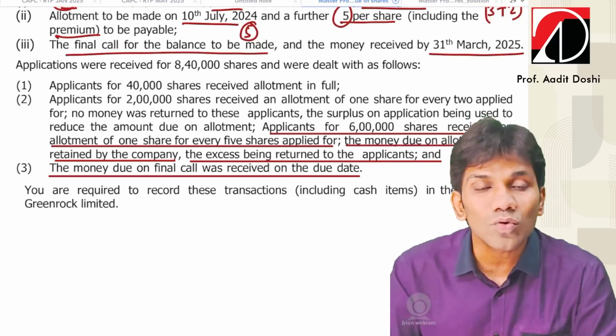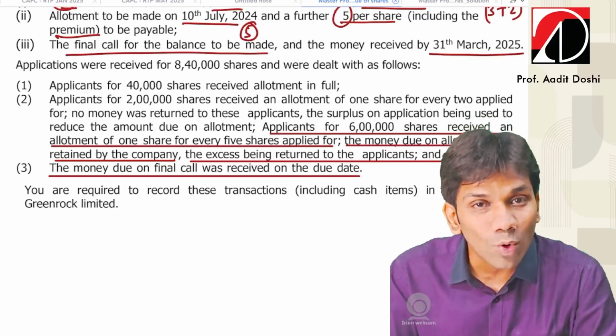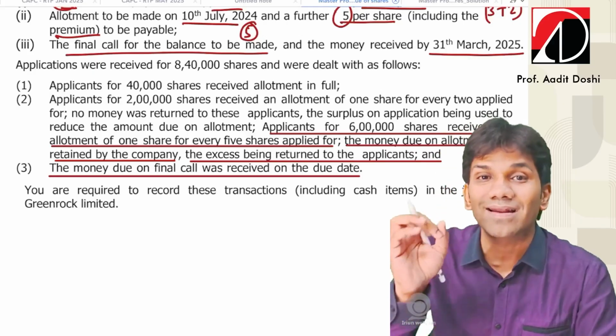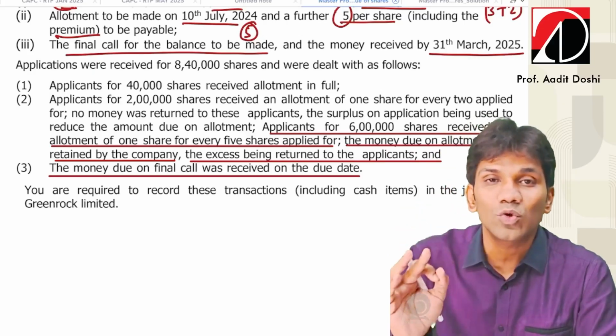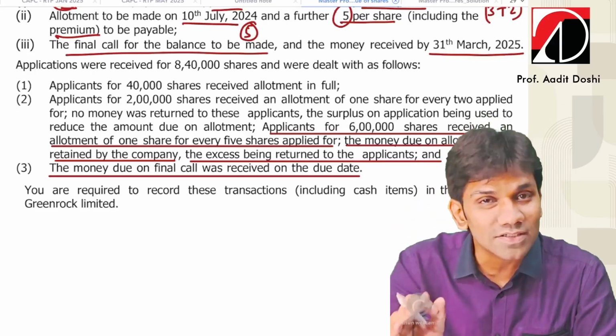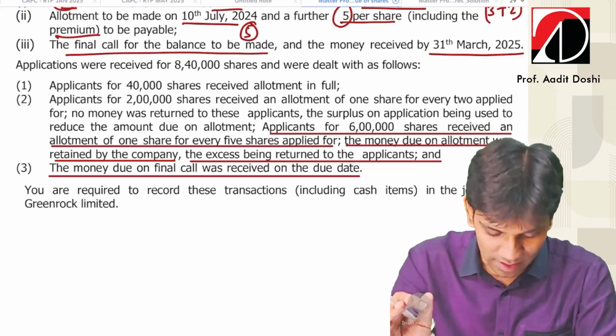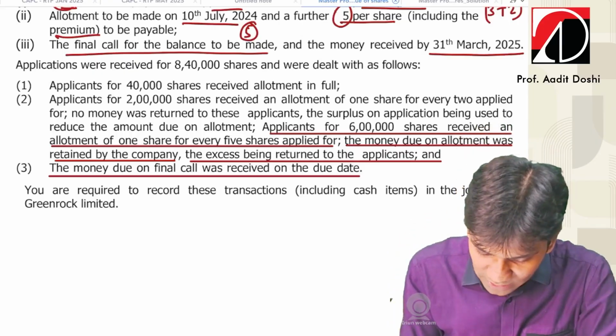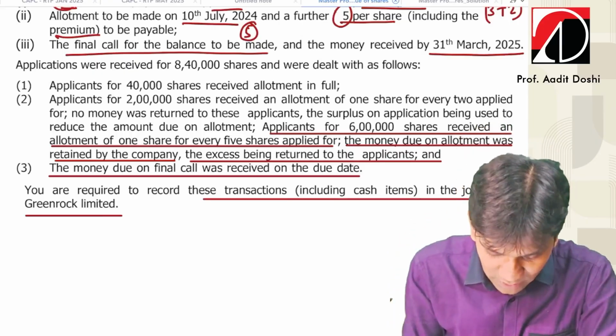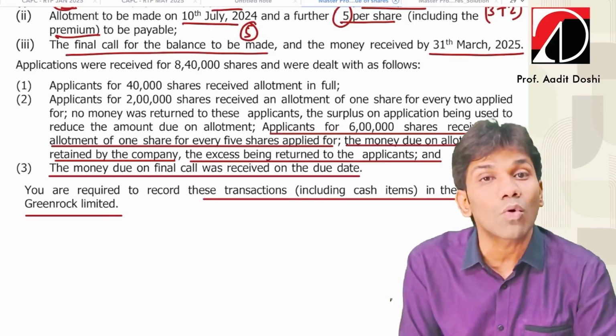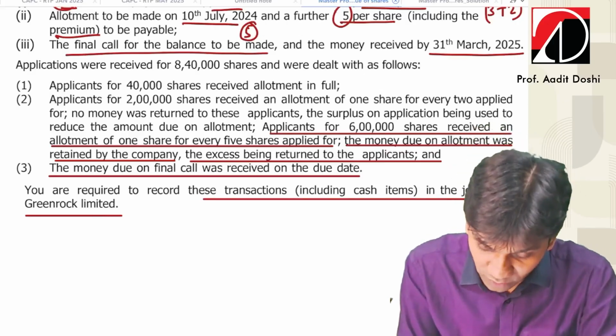This sum is exclusively prepared for treatment of oversubscription, and that working note which we need to prepare and present in the examination carries equal marks. You are required to record this transaction including cash items in the journal of the company. Now I am focusing only on preparation of the working note first.